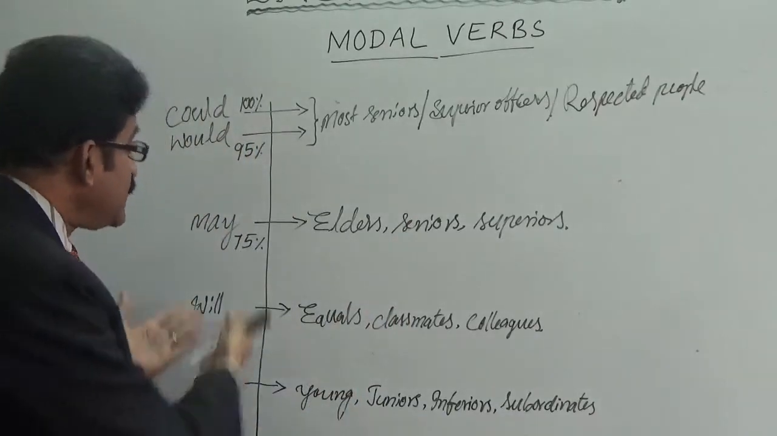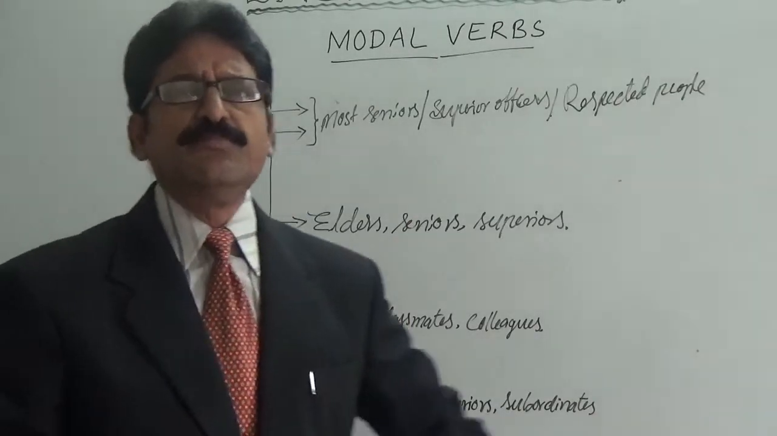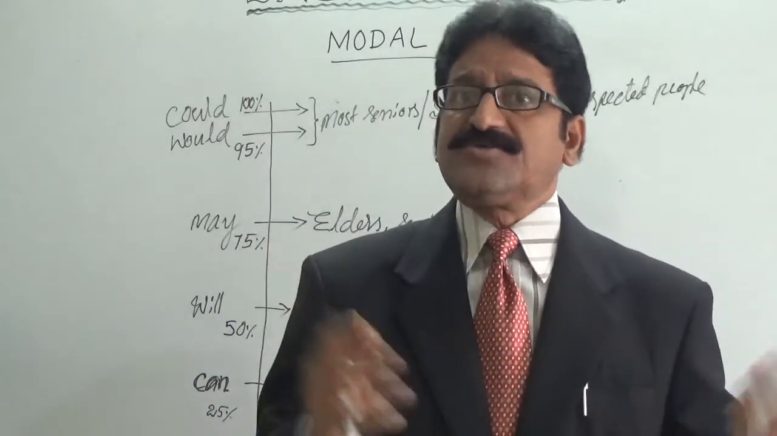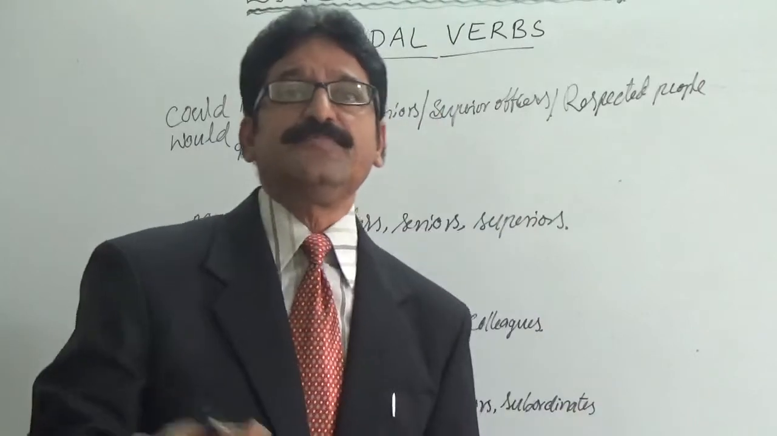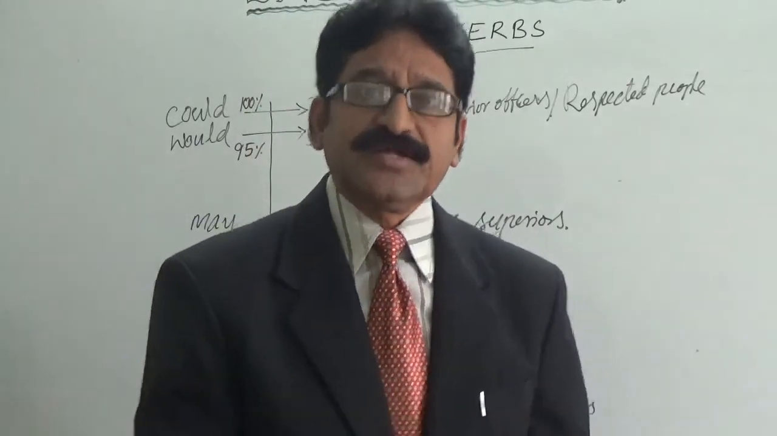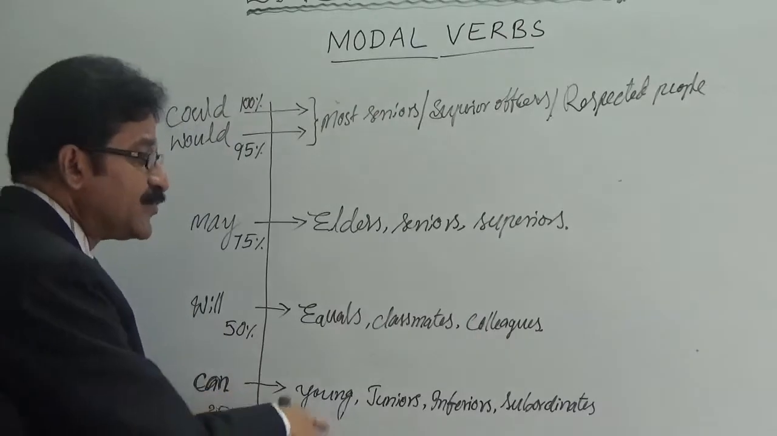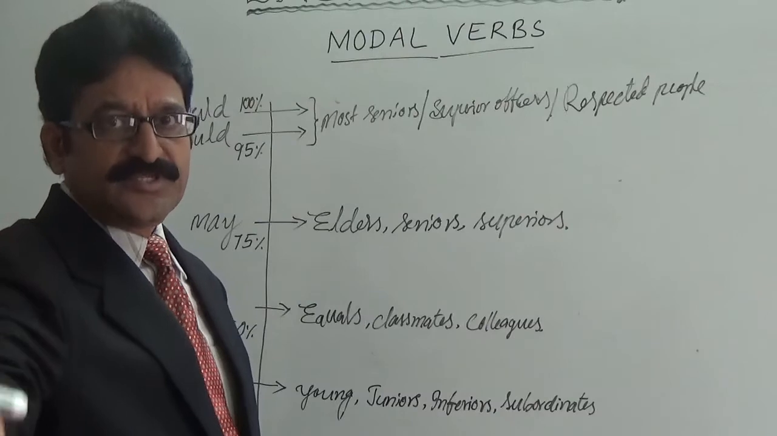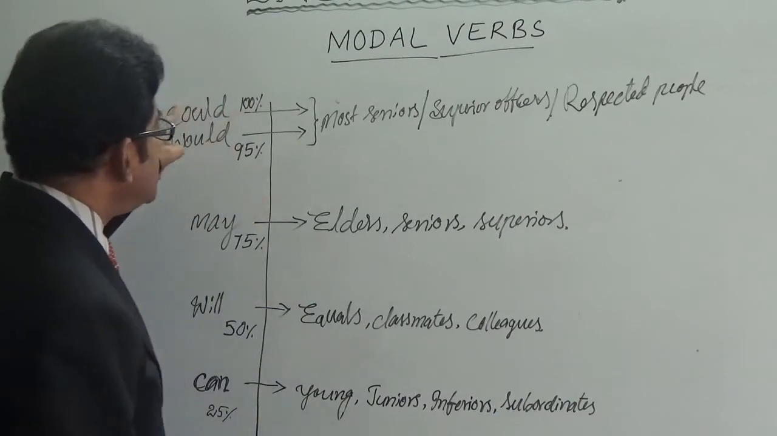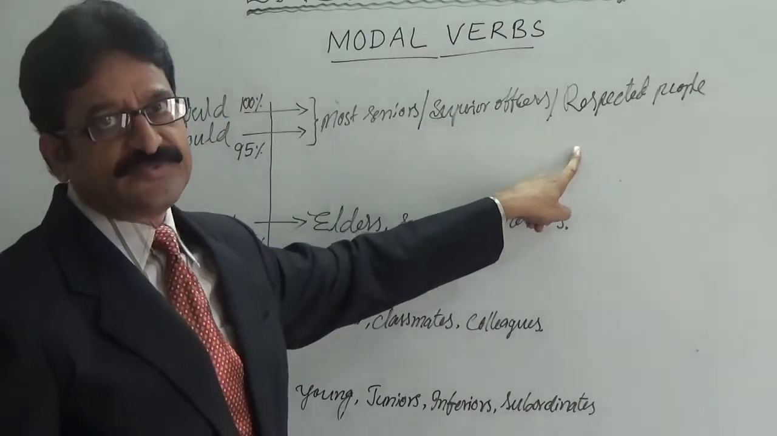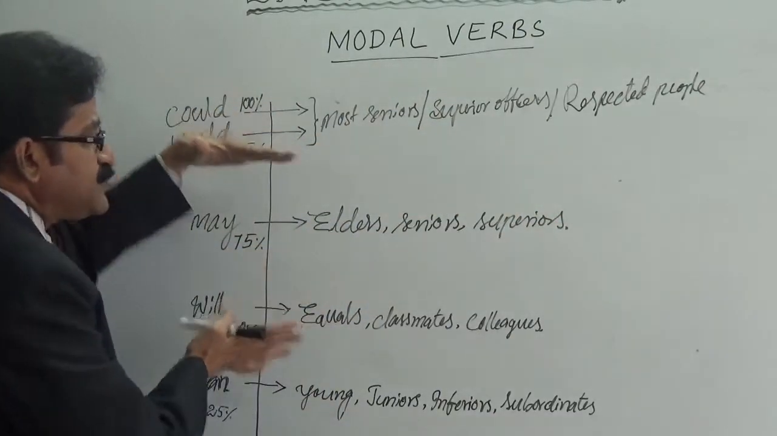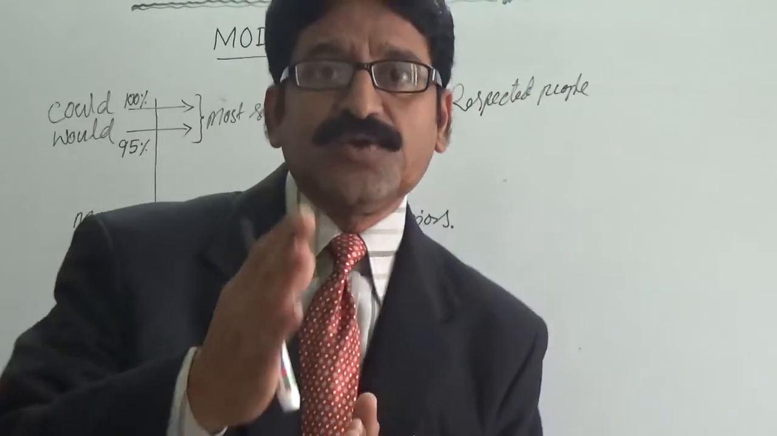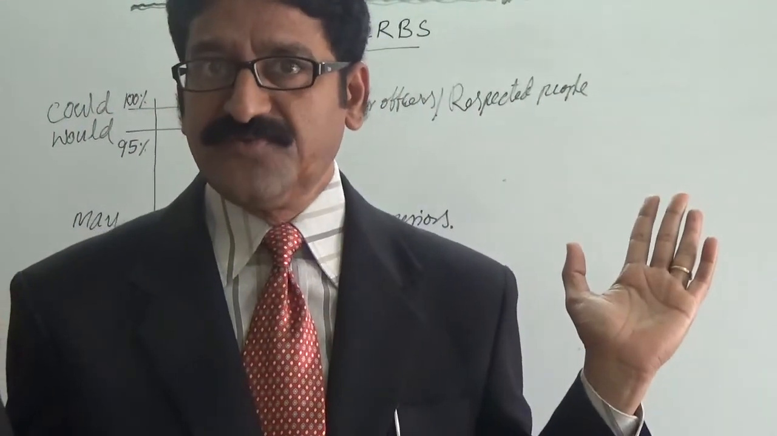For example, using could or would is almost like bowing the head and touching the feet. That sort of respect it provides. That sort of respect is not needed with elderly people, younger brothers, something like that. So that is why we have to use can with youngers, inferiors, subordinates, like that. But this should be used with the superior officers. We have to understand with whom, what sort of modal verb we have to use. Then only it will be very meaningful.